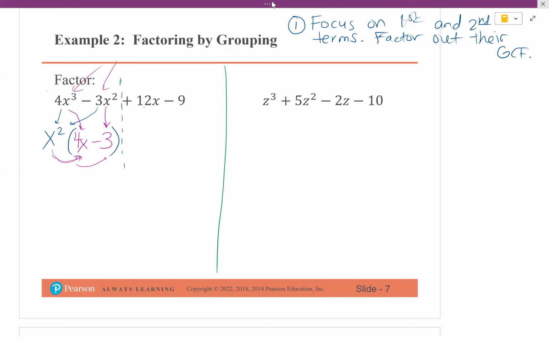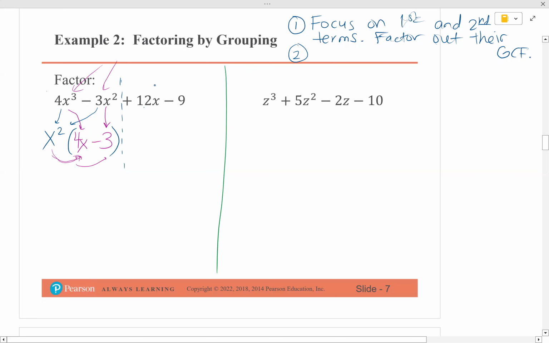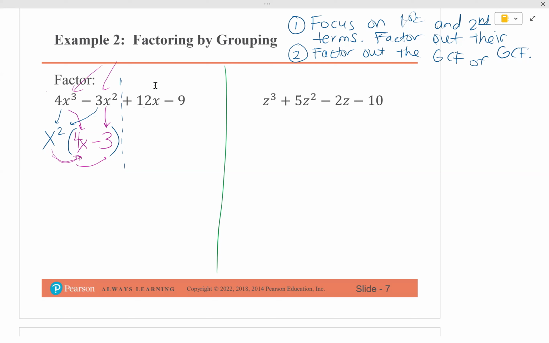Now what I do is now I ignore the first and the second term and do the same thing to the third and the fourth terms. Now, factor out the GCF, or greatest common factor, of the third and fourth terms. Feel free to write these steps, you could pause this video or whatever and write these steps on here if you think you'll forget later. Or these videos are always, you can watch them anytime, so you can always look at it again if you don't want to write it down now.